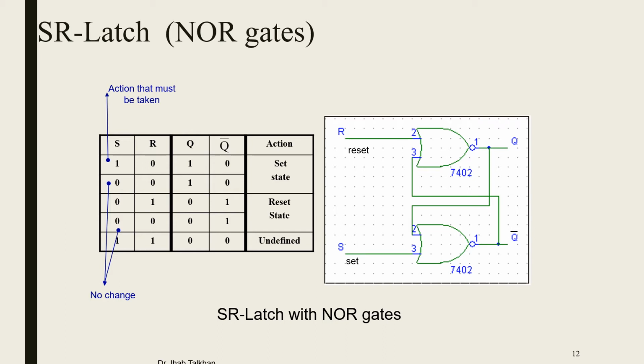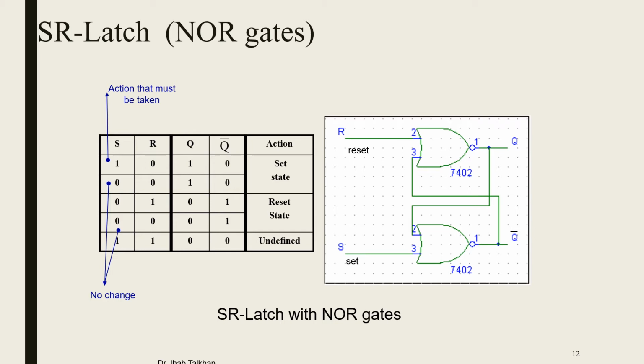If you apply, after having the initial value 1 and 0, S and R equal 0 and 0, this means you're going to have a no change situation, because 0 and 0 after having 1 and 0 will keep the value as is. 1 is still 1 and 0 is still 0, and this is what we call a no change situation.